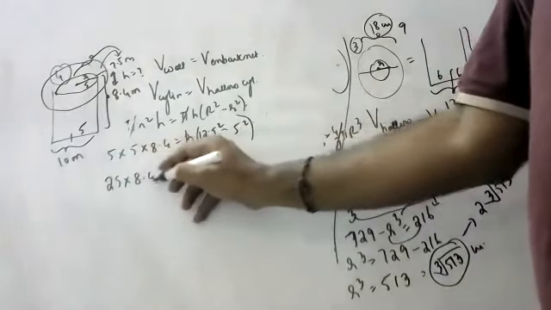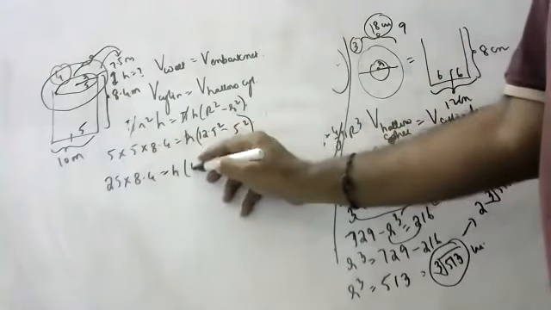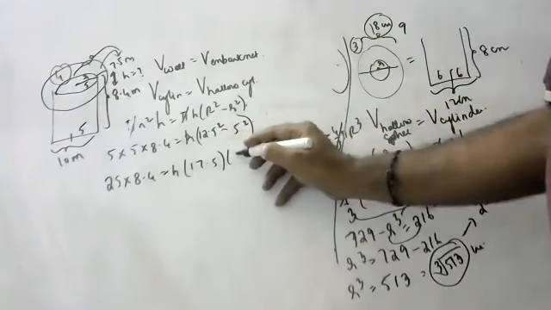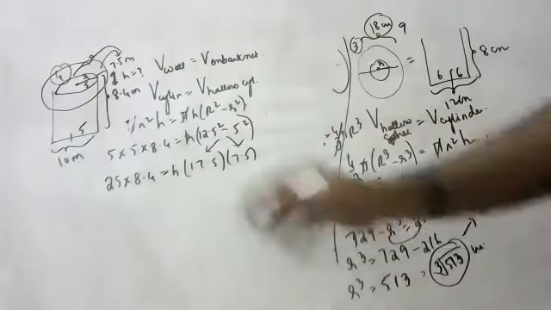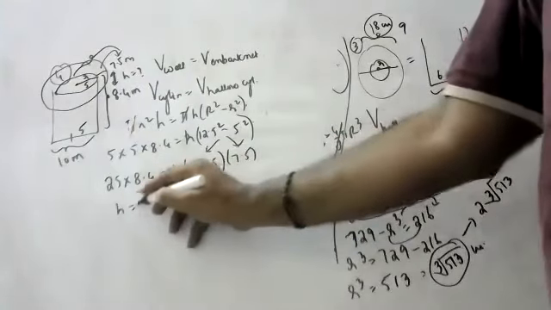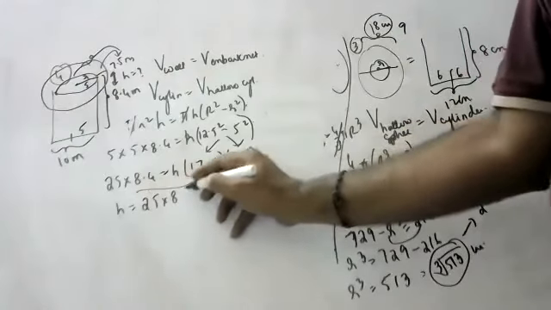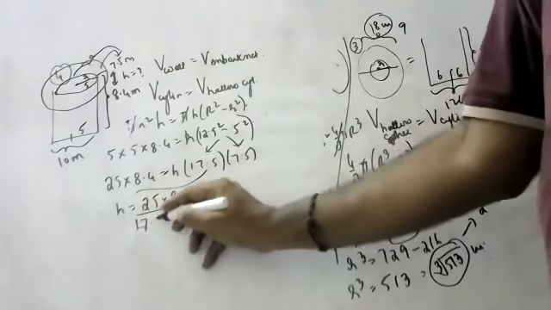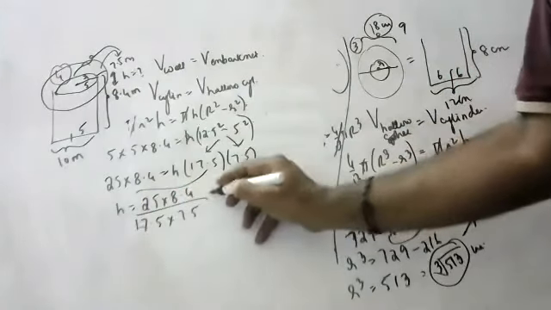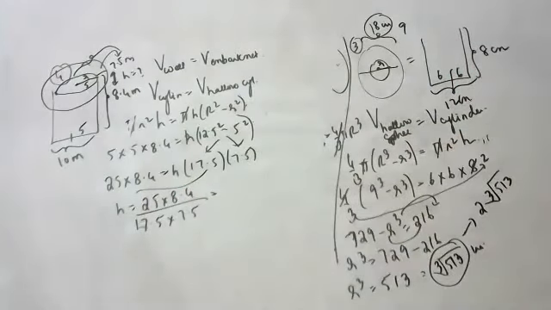So 25 into 8.4 is equal to h into 12.5 square minus 5 square. A plus B into A minus B, 17.5 into 7.5. Bring h down: h is equal to 25 into 8.4 by 17.5 into 7.5. How much is that, children? Can anyone help me answer?